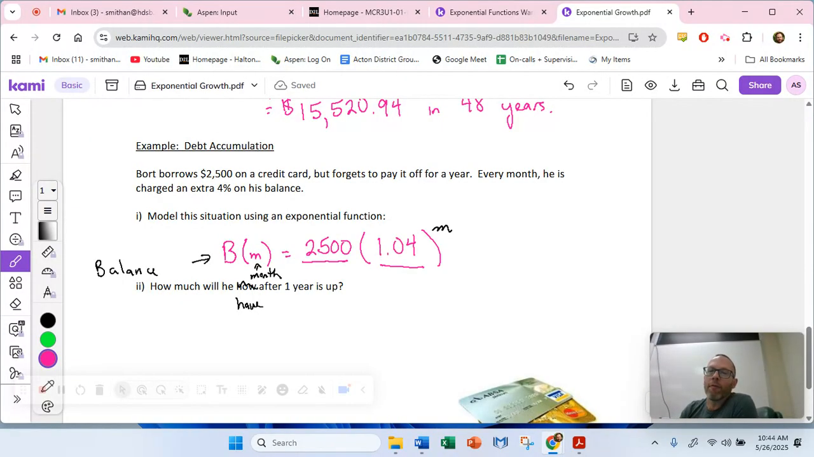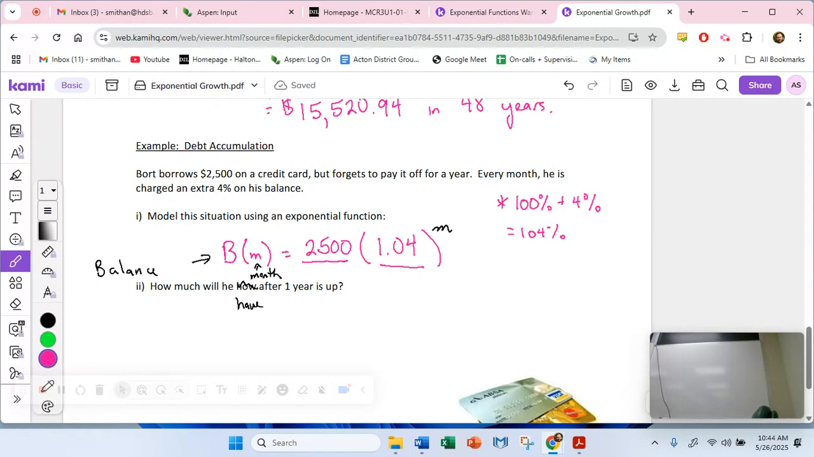Why 1.04? Because, and you can just add this to the side, every month, Bort owes basically what he owed before, plus an additional 4%. So he owes 104% of what he did the previous month. And then, as Andrew said, as a decimal, that is 1.04. And the hard part's done.